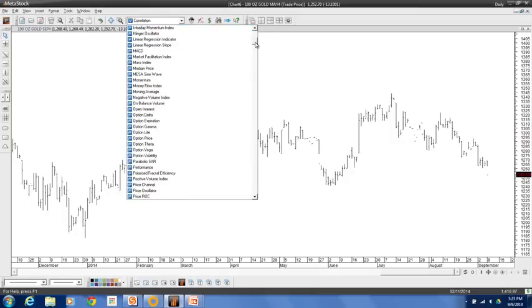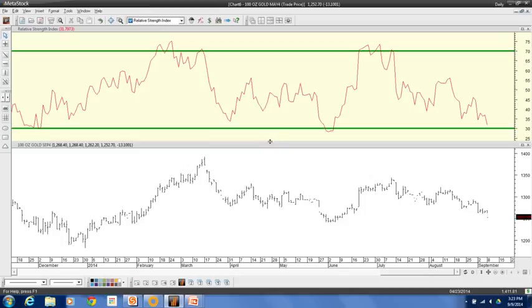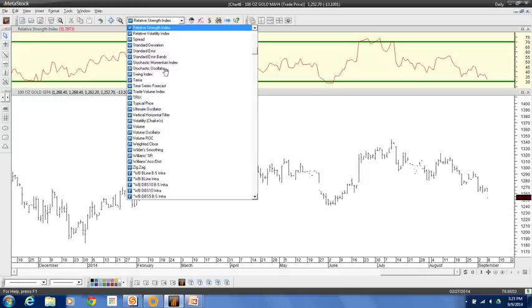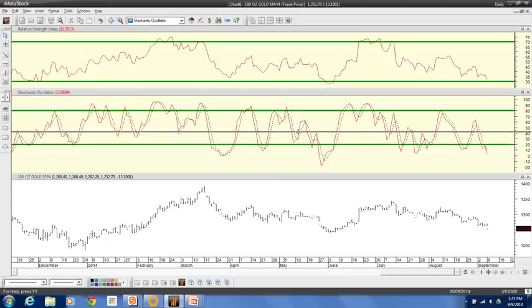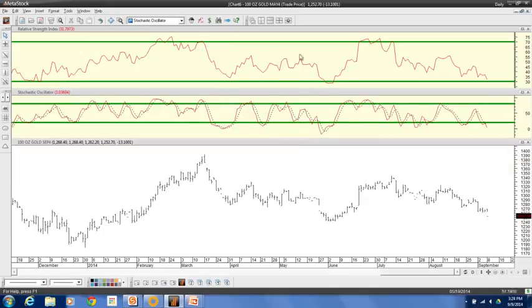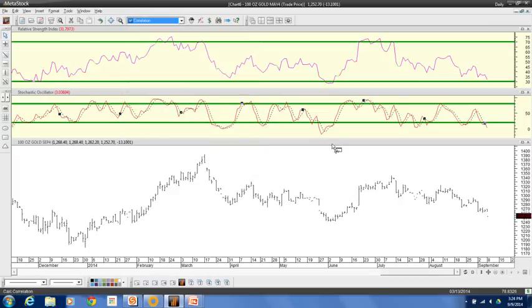So let's take the RSI and the stochastic. We'll do relative strength index, RSI, and let's do the stochastic. Okay, so already we know that these two indicators move very closely to each other by looking at it, but let's check our correlation and see what the relationship is with them. We're going to select the two, and then let's go ahead and select correlation.